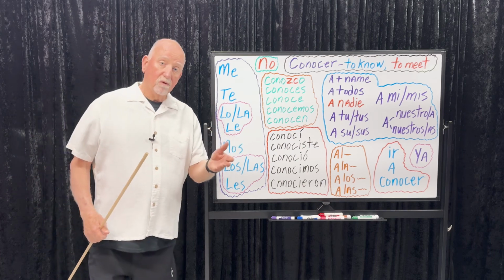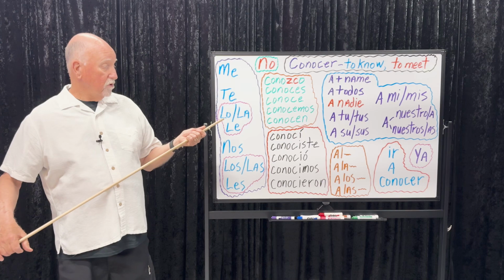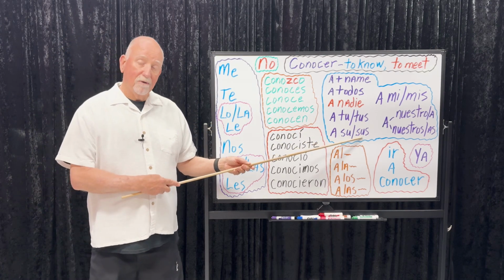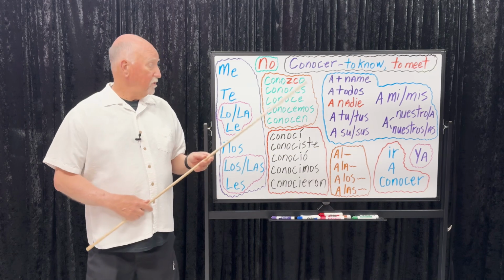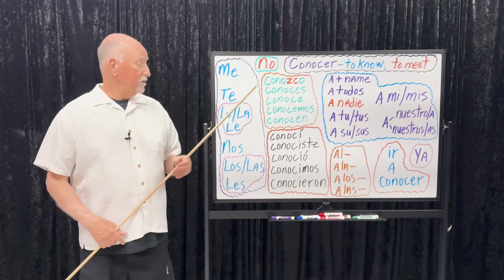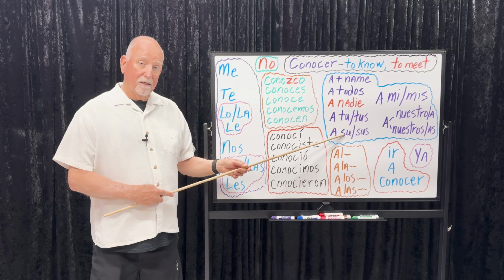Okay, let's take a look here, a su and sus, which means his or her or their, or your plural or your usted singular. If you want to say, I know her sisters, conozco a sus hermanas. I know your brother, conozco a tu hermano. I know her father, conozco a su padre.